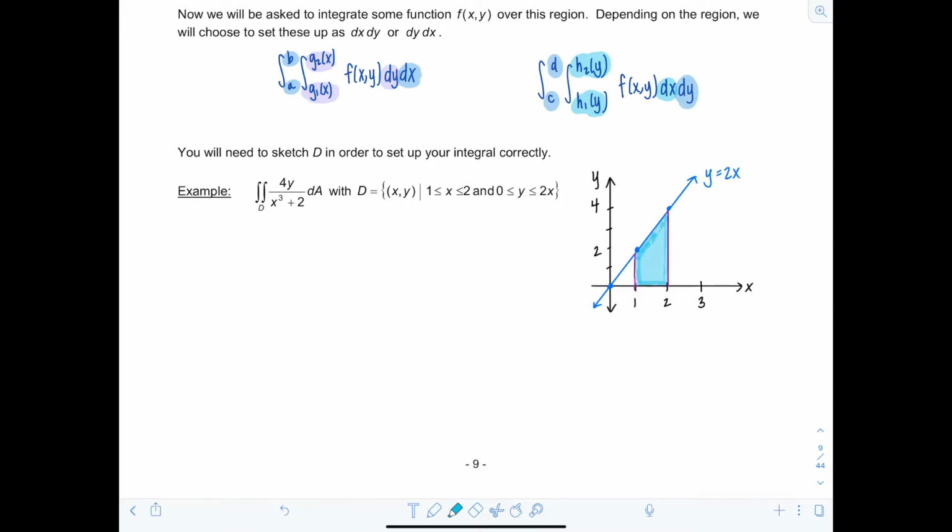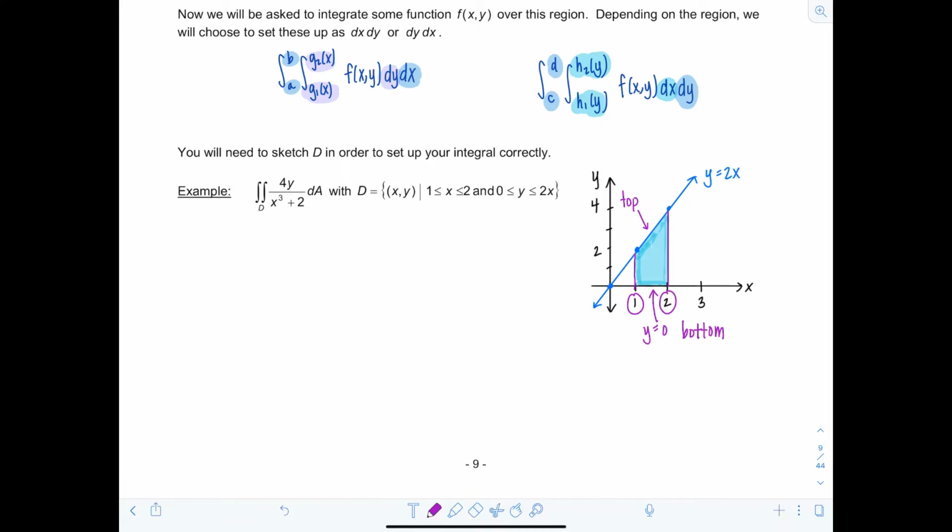All right, so you have to think, does it make more sense to integrate with respect to x or y first? Well, in this case, I'm noticing it's easier to set it up to integrate with respect to x last, and use these constants as my outer limits of integration, because I basically always have y equals 2x on the top and y equals 0 on the bottom. So this will be the top curve, y equals 2x, and then y equals 0 is the one on the bottom.